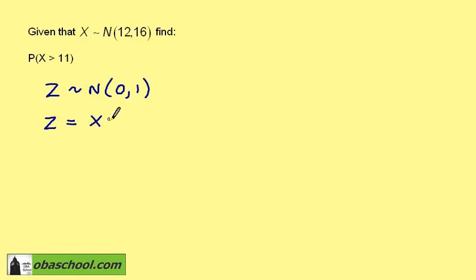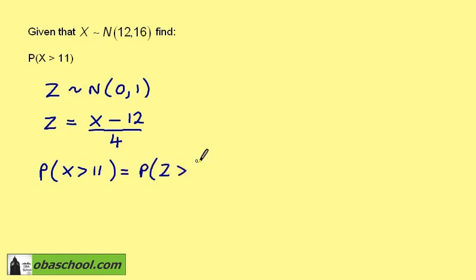by subtracting the mean and dividing by the standard deviation, which is the square root of the variance. So the probability of x being more than 11 is equal to the probability that z is greater than 11 take away 12 divided by 4.